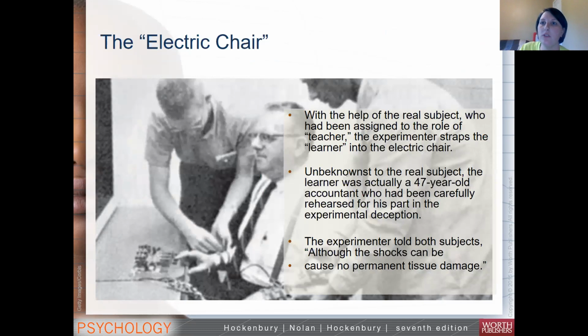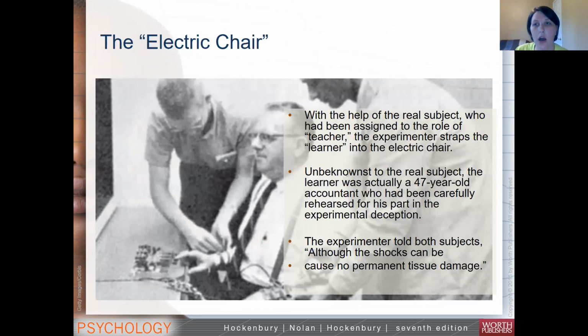The teacher's job is to say a series of words, and the learner has to repeat those words, so essentially learn the words. When the learner gets the word wrong, the teacher shocks them, okay? The key point here is that the teacher can't see the learner at all. And they don't know this, but it's actually a recording. They're not actually interacting with somebody. They think they are, but it's just a recording. So every time they shock somebody, they hear something like, ow, or oh man.